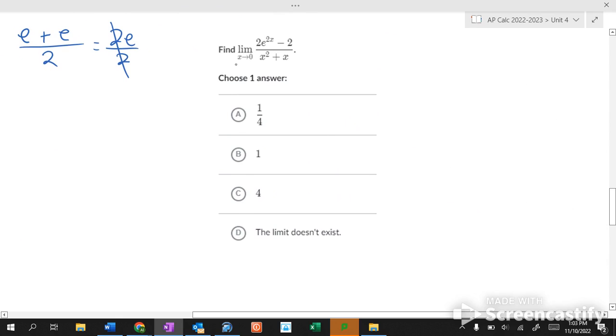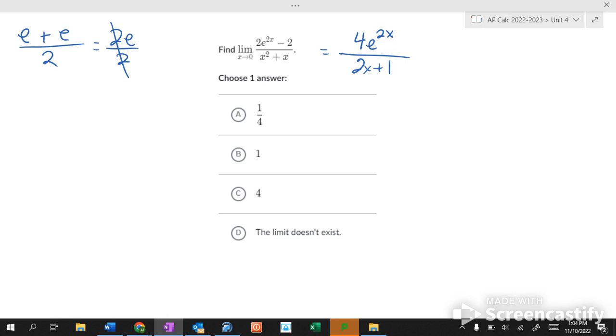Let's look at this one. If we put in a 0, we're going to get 0 over 0. So what's the first derivative of the numerator? 4e to the 2x. Times what? Nothing. It's not a 2x plus 1. There's no product rule or anything going on there. It's just simple power rule.